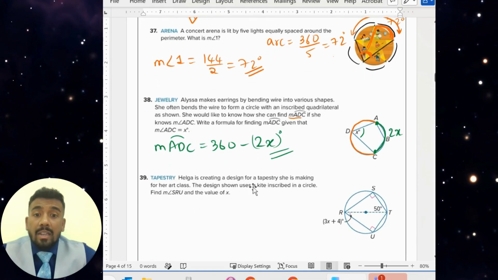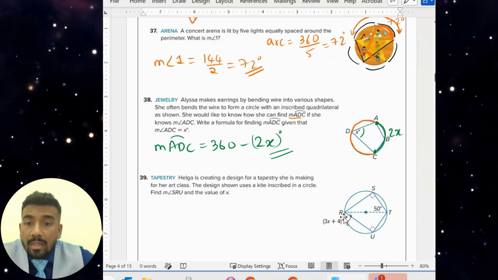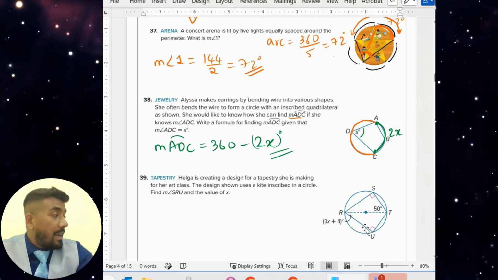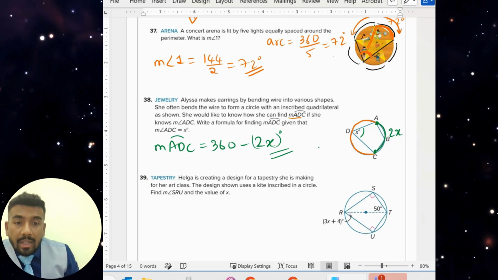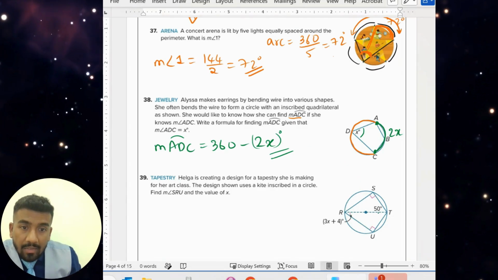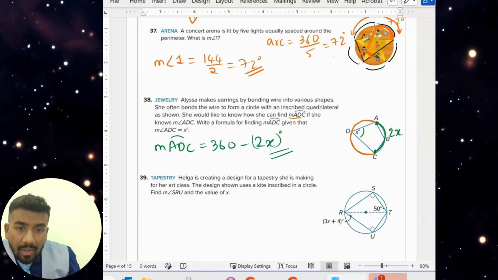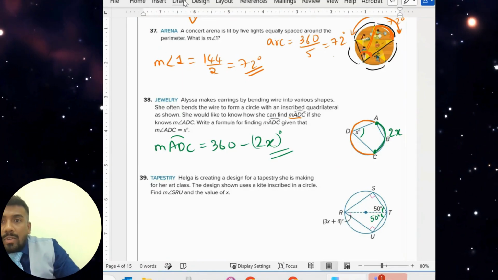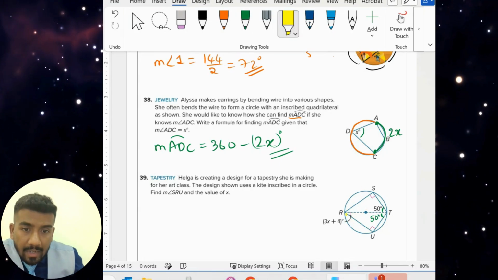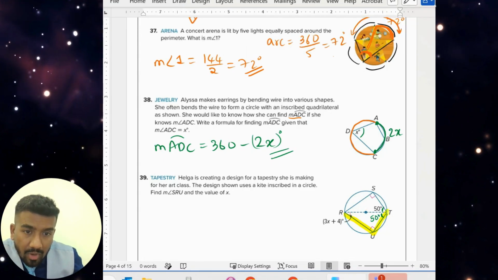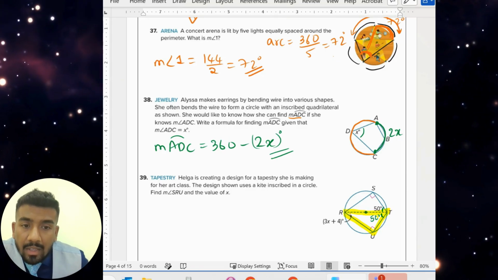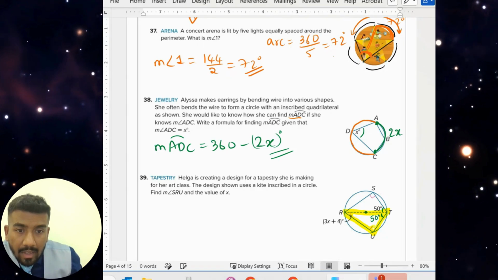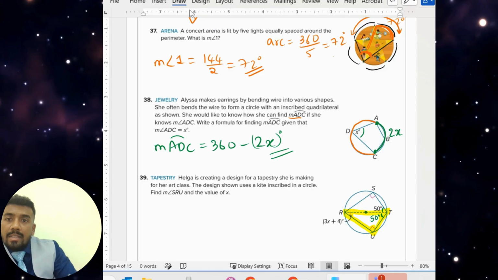Helga is creating a design for a tapestry she is making for art class. The design shows a kite inscribed in a circle. Find the measure of angle SRU and the value of x. Let's find x. Now tell me, if this is 50 degrees, how much will this be? Same, 50 degrees. Now let's take this triangle. In this triangle, the sum of all the angles is 180, right? So add them together.